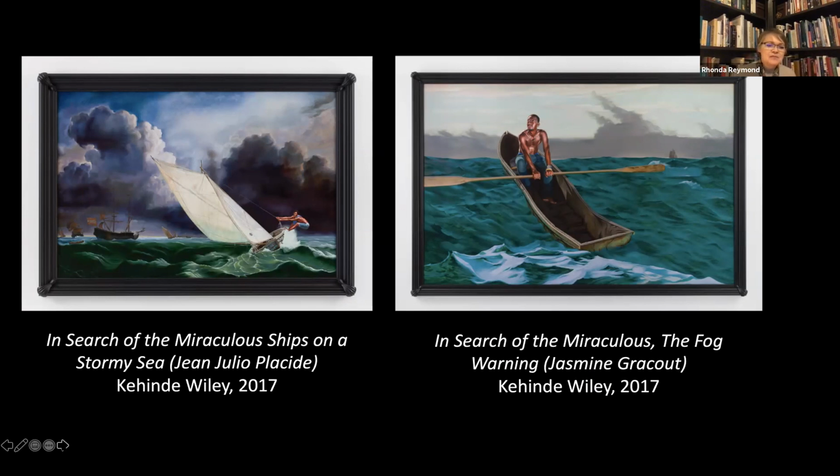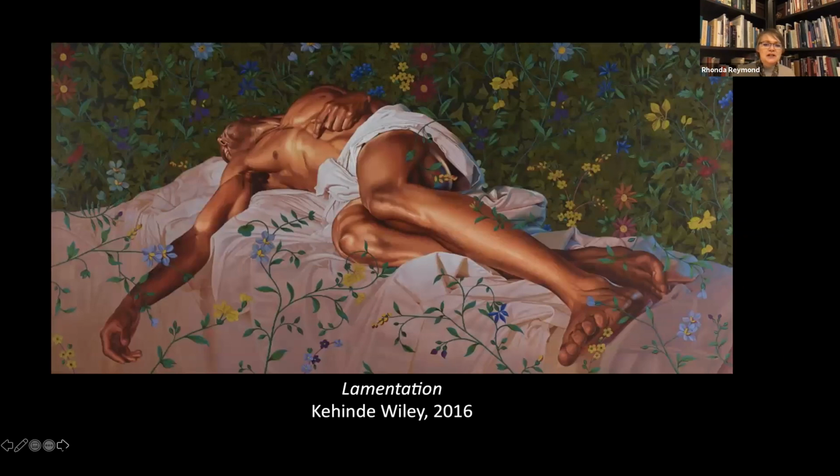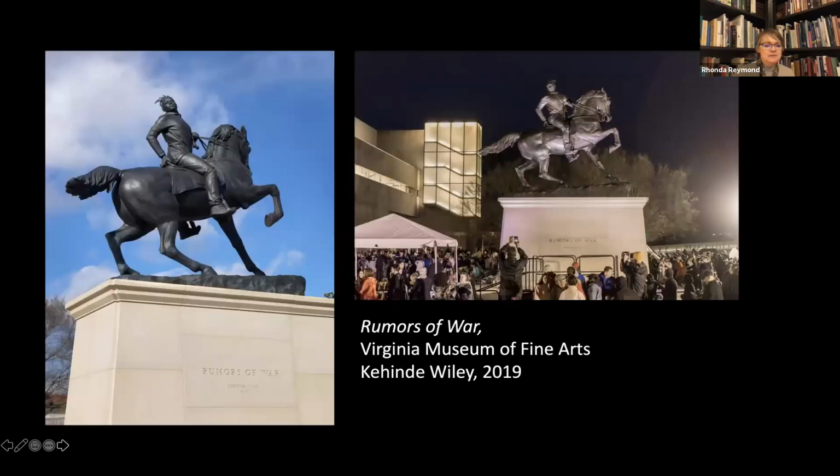But he's got several series here. And this one, perhaps most famous of the moment, is the Rumors of War. So this is at the Virginia Museum of Fine Arts. And so all of those men on horseback, the Confederate monuments, and there was a whole Confederate monument row there. Wiley goes to Virginia and Richmond and doesn't see himself, and is commissioned and does this work. And it's based around a group of paintings that he had earlier done.